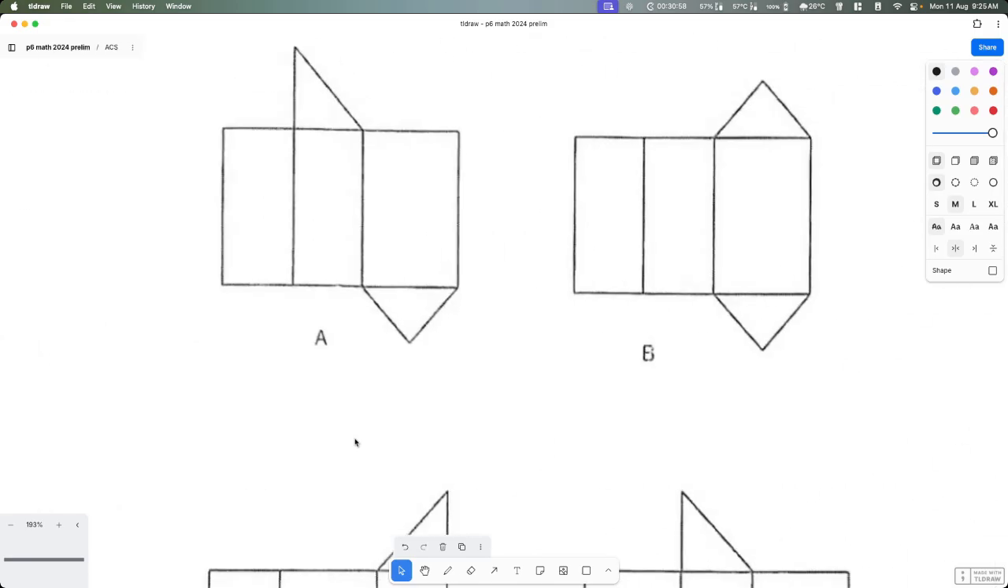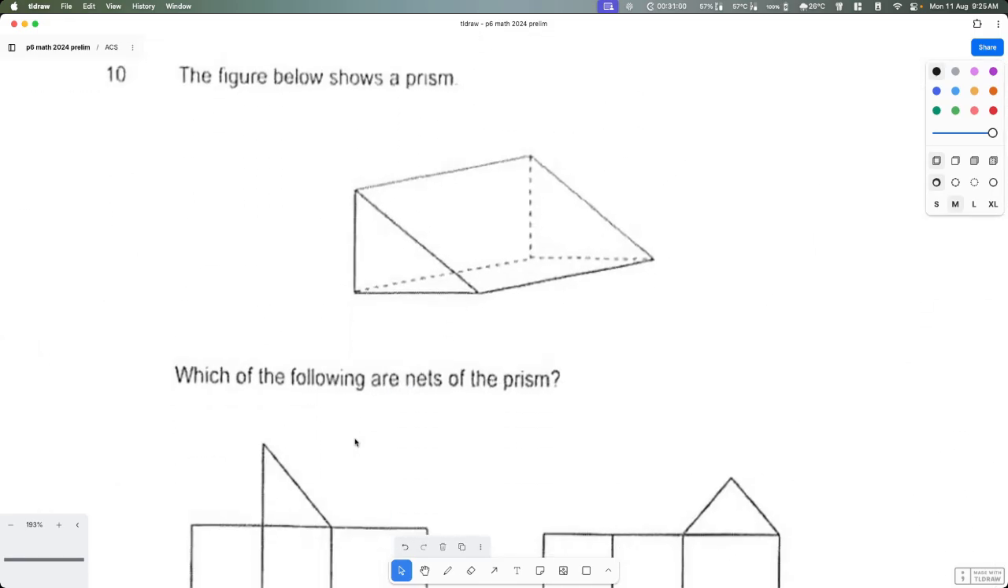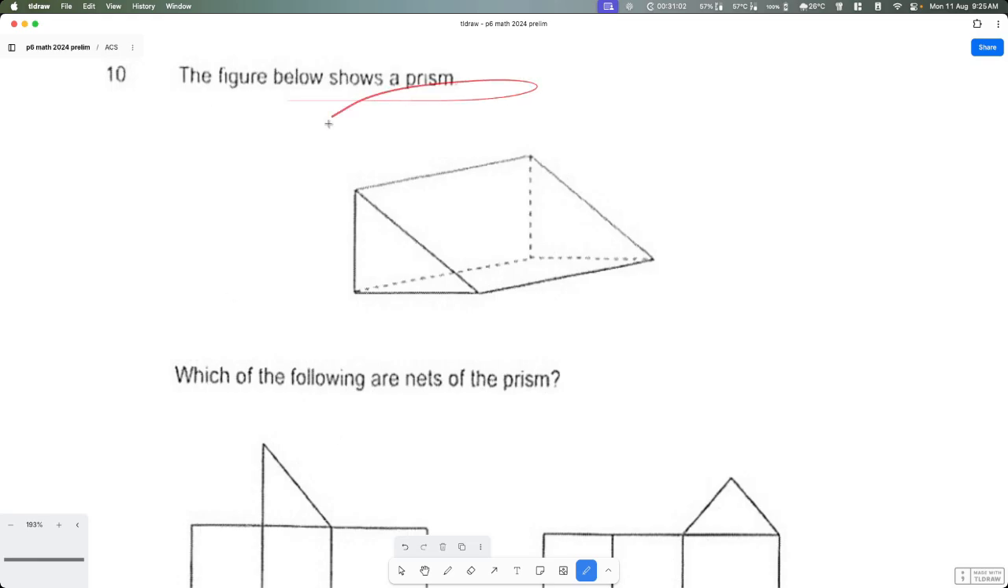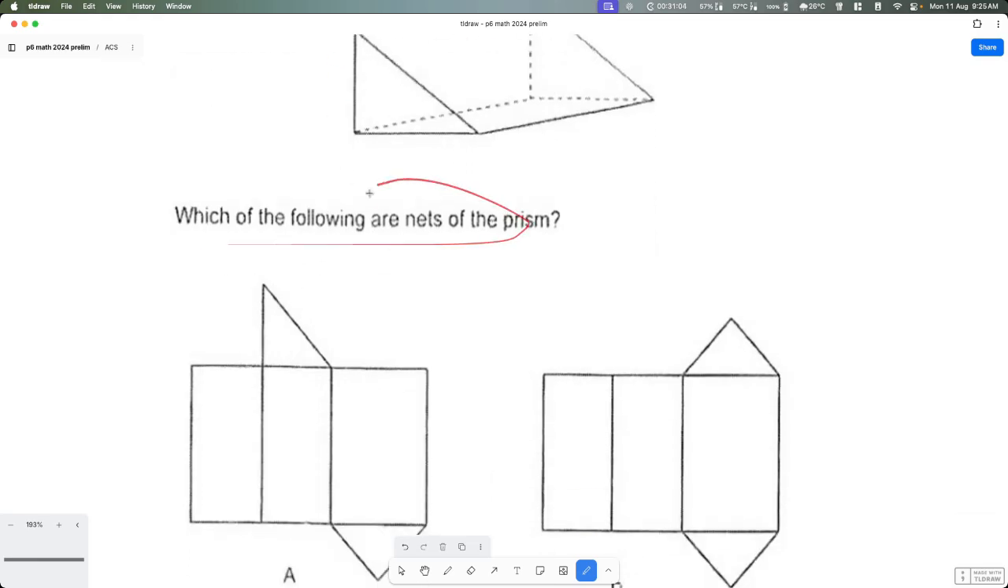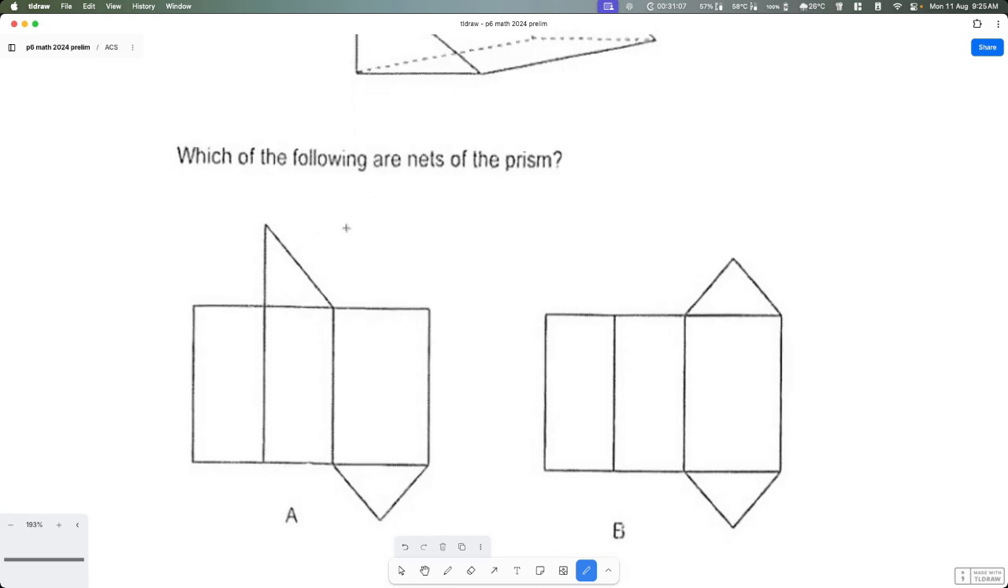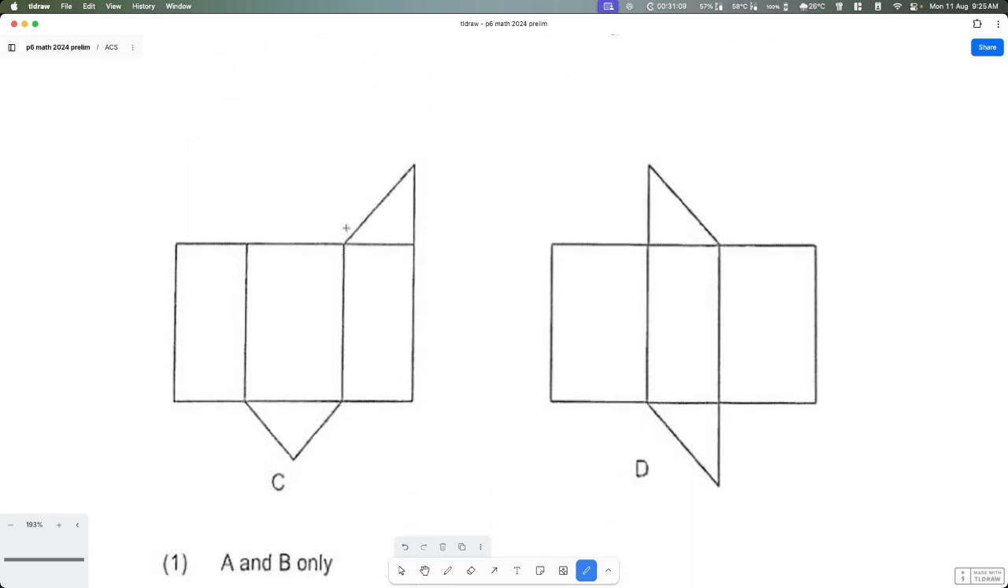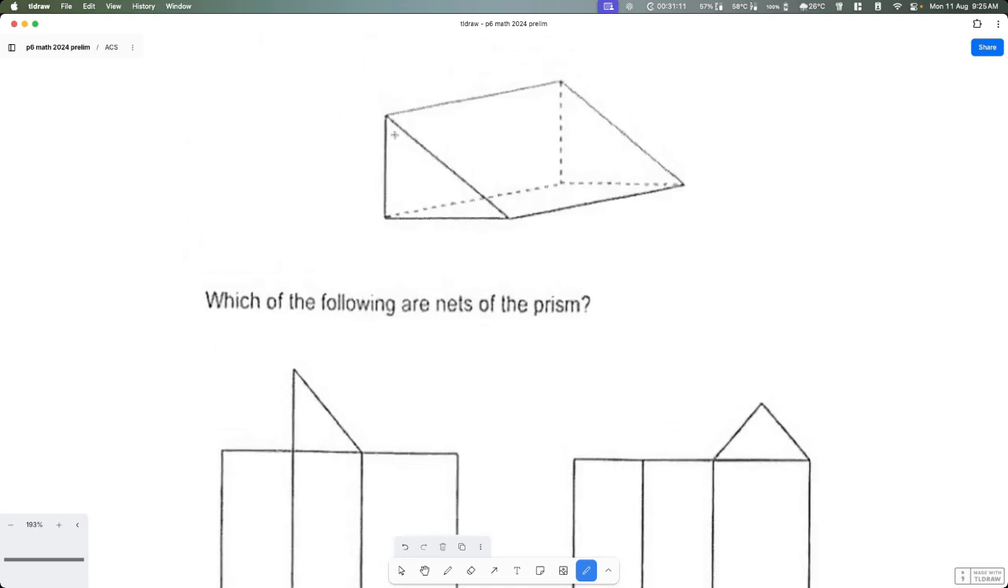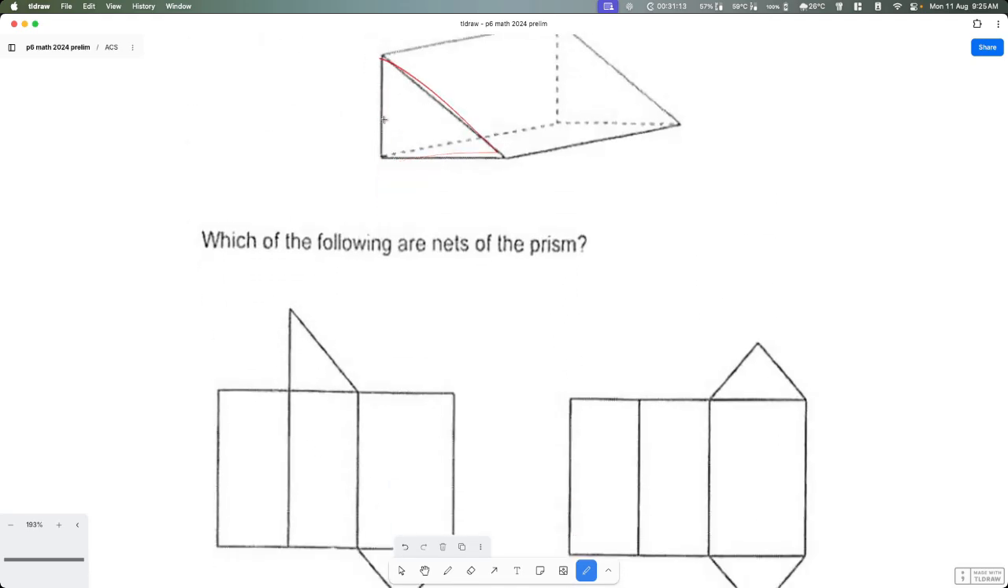Okay, let's move on to question number 10. The figure below shows a prism. Which of the following are nets of the prism? Okay, so over here, we see that there is this triangle.